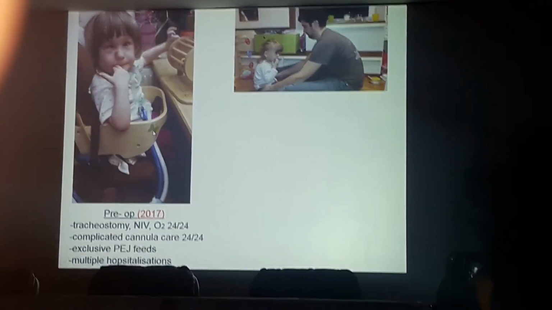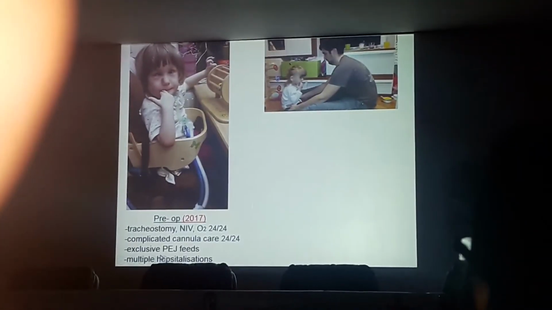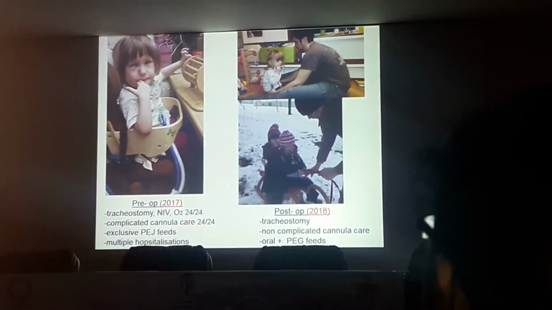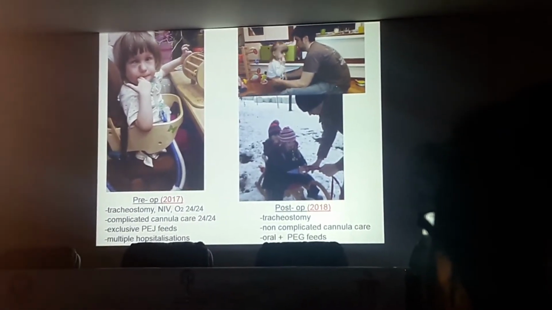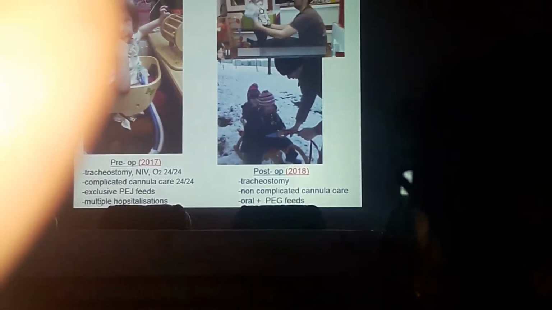So this is the child in 2017, tracheostomized. Remember, she is mentally retarded. She is on 24/7 non-invasive ventilation, 24/7 oxygen. She has got a very, very complicated care, cannula care. She is exclusively tube fed and has multiple hospitalizations. After the surgery, the skin had a miraculous change. Remember, she always will have a tracheostomy.